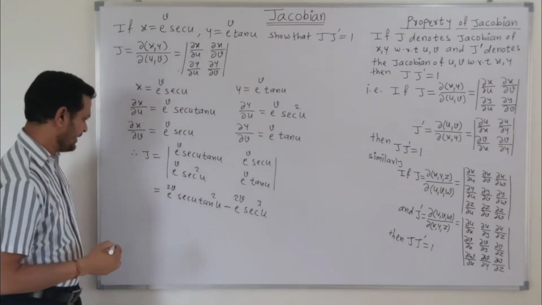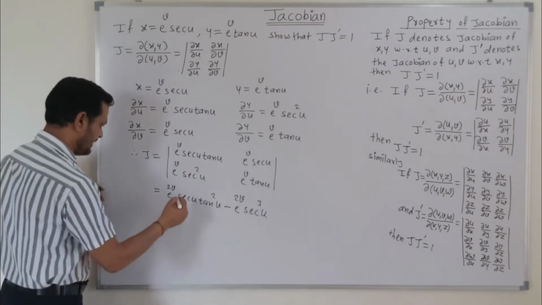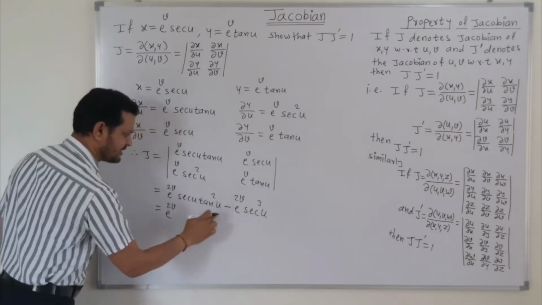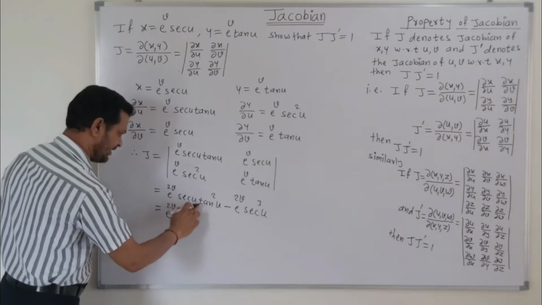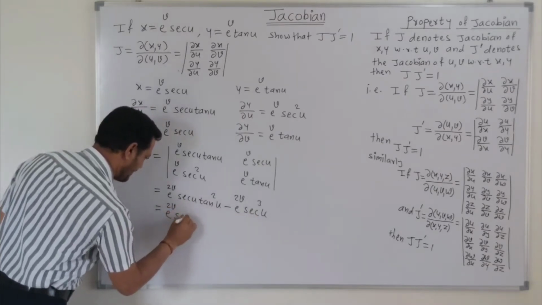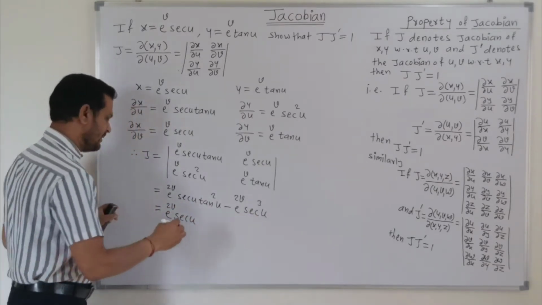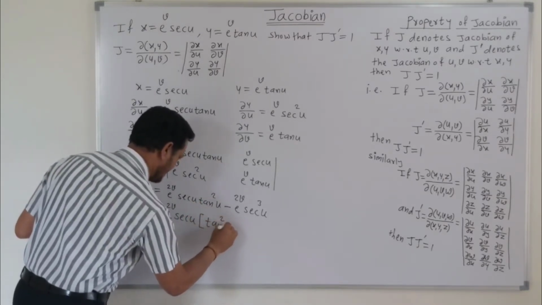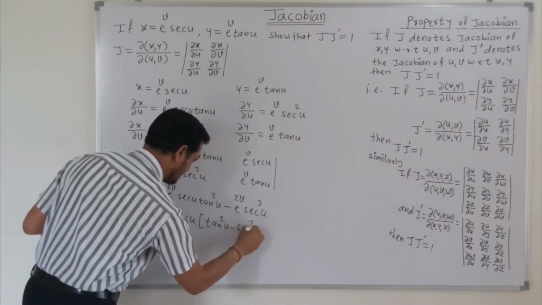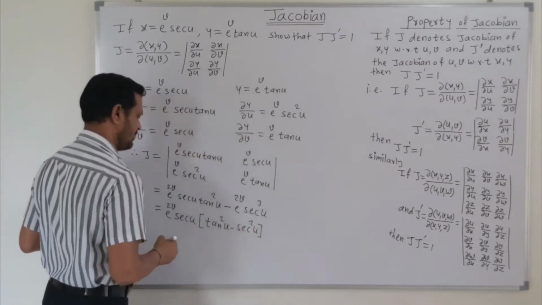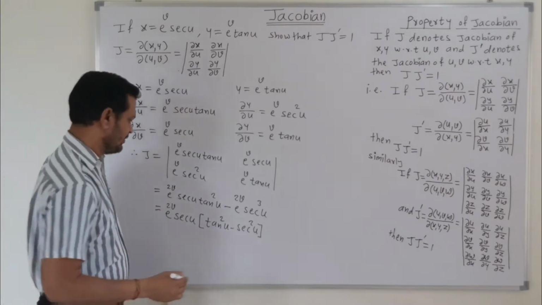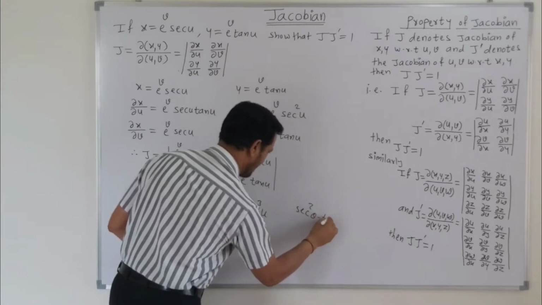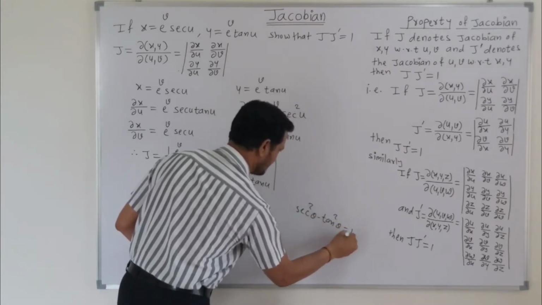Now friends, once again if we try to simplify this, from this term we get that e raised to 2v is common to the first and second terms. Moreover, sec of u is also common. So we can write this as sec of u, then the remaining term is tan square u minus sec square u. But here we know the formula: sec square theta minus tan square theta is 1.